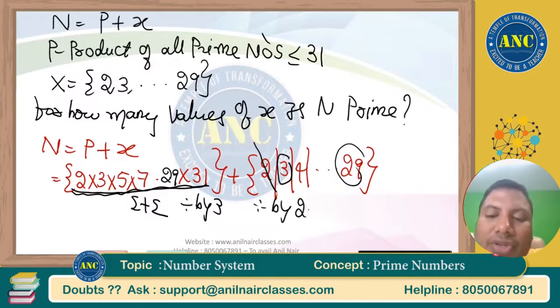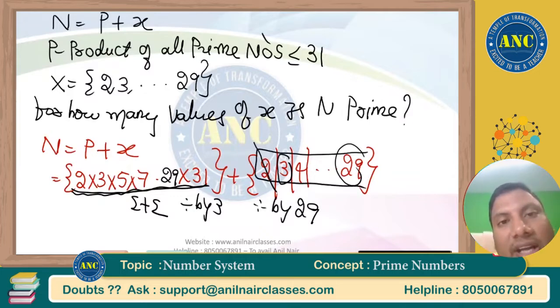Every term, whatever the elements that are there in X, whether it is 2, 2 is a part of P. If it is 3, it is a part of P. If it is 4, the factor of 4 is a part of P. 5 is a part. 6, if it is a composite number in X, the factors of that composite number are present in P. So everything will become a multiple of K. K could be 3, K could be 5, and so on up to 29.